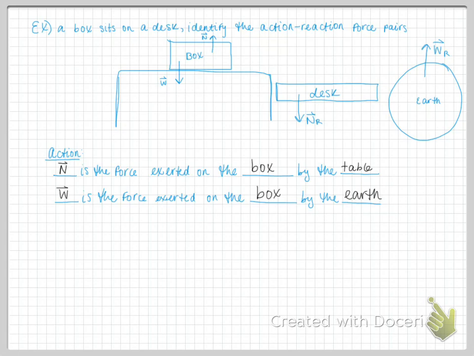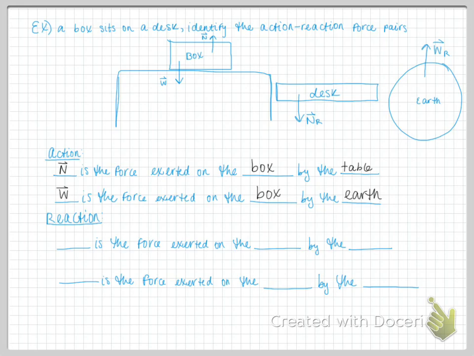And then you can fill in the blanks, but this time with the reaction forces. So the normal reaction force is the force exerted on the table by the box, and the weight reaction force is the force exerted on the earth by the box. And you may notice that the reaction forces have just flipped the order of the action forces.